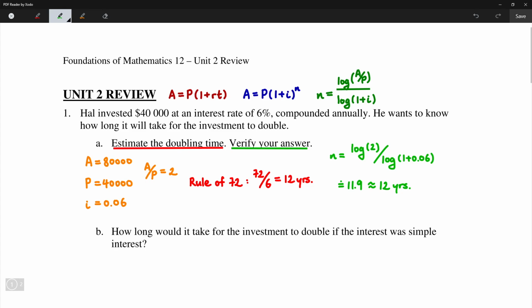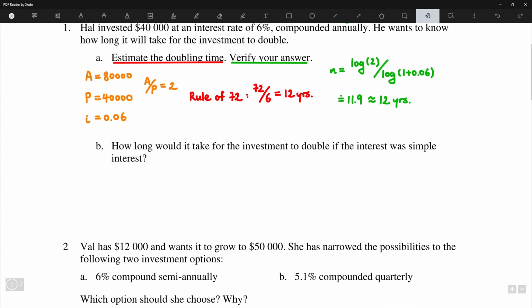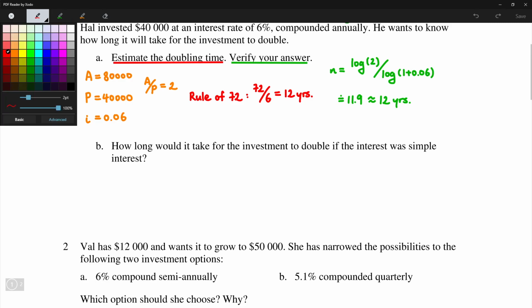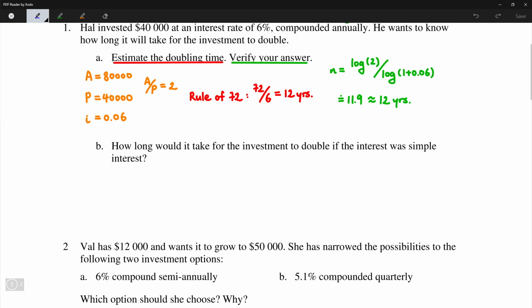The next part asks how long would it take for the investment to double if the interest was simple interest instead. So the simple interest formula looks like this. We have A is equal to P times 1 plus R times T. Once again, we can divide both sides by P first. So we have A over P is equal to 1 plus RT. Just like in the previous part of the question, A over P is simply going to be equal to 2. So we have 2 is equal to 1 plus RT.